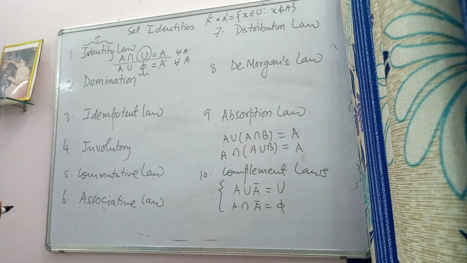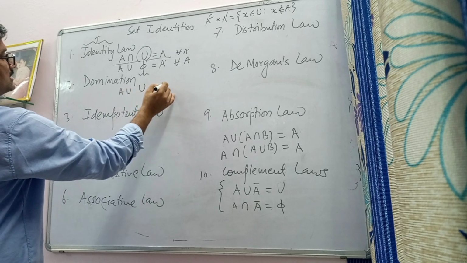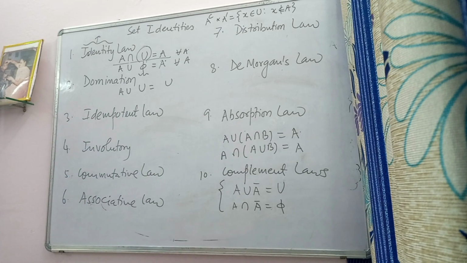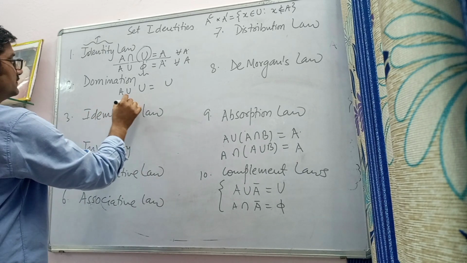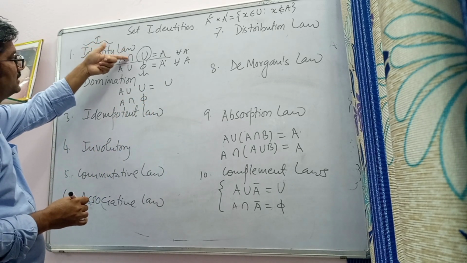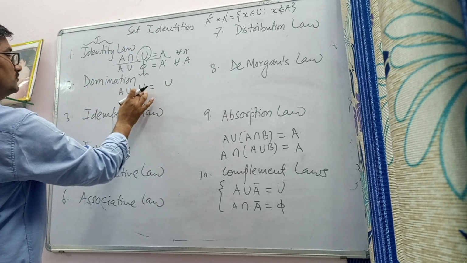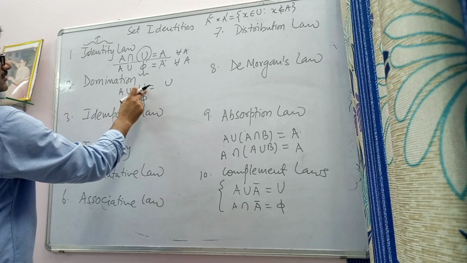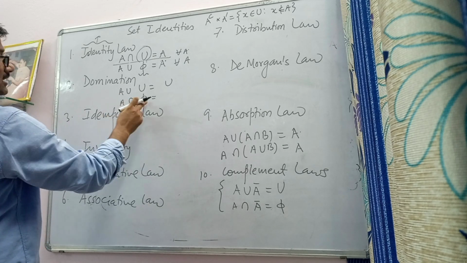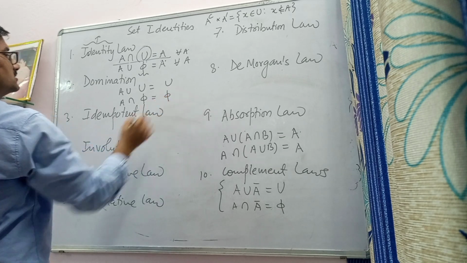Next is the domination rule. Suppose you take A union U, it is the bigger set. Bigger set means U. And if you take A intersection phi, we take the different operation here than this one. If you take intersection here, and union there, A union U is equal to U. So U will absorb A because it is the superset, and A will dominate, absorbing this one. So A intersection phi is equal to the smaller set phi.